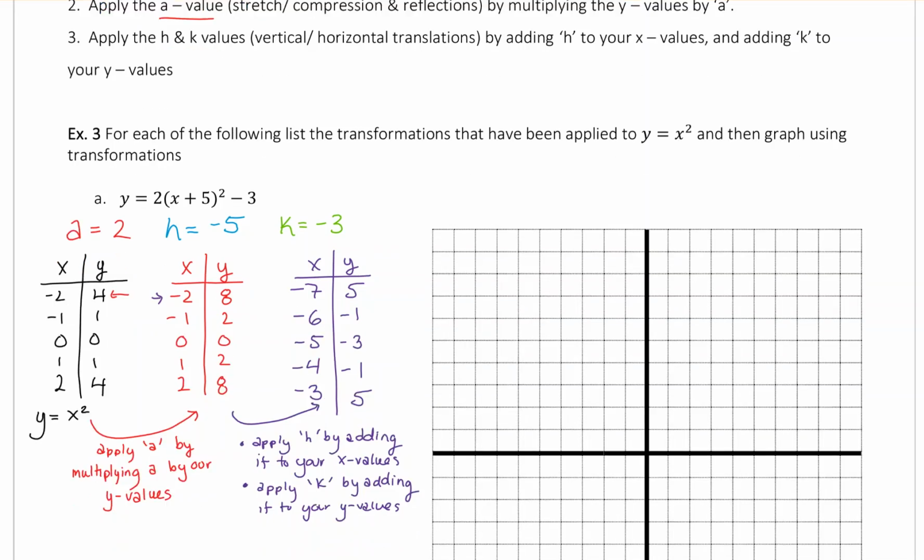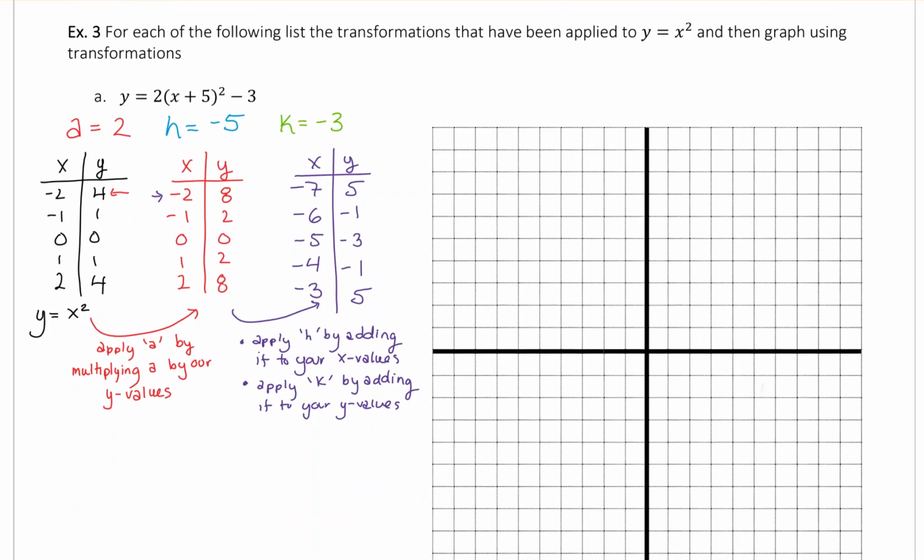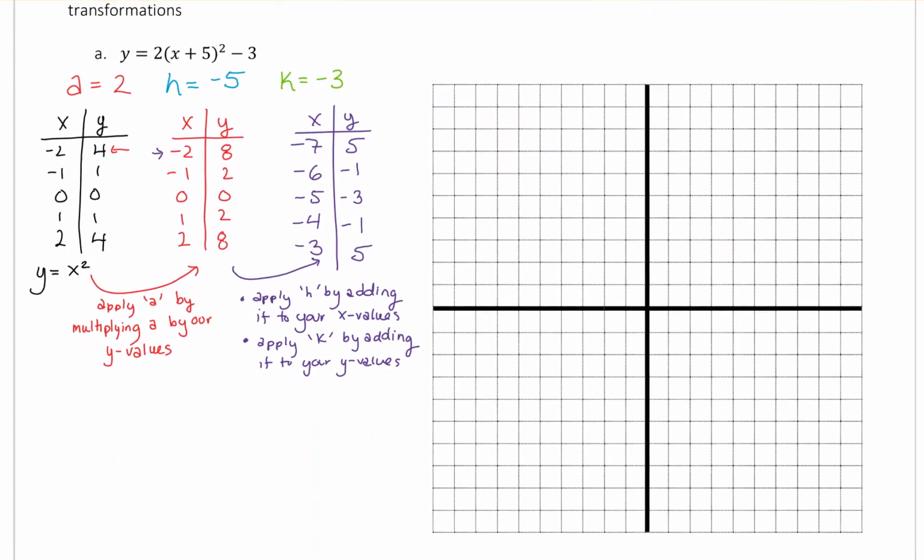The only thing you want to do here, before you graph, is list the transformations. So if a was 2, what does that mean? What type of transformation? If h was negative 5, what does that mean? What type of transformation? And if k is negative 3, what type of transformation is that? Pause the video here and think about, if you can list them, what the transformation would be for each of those values. Play the video when you're ready to check your answer.